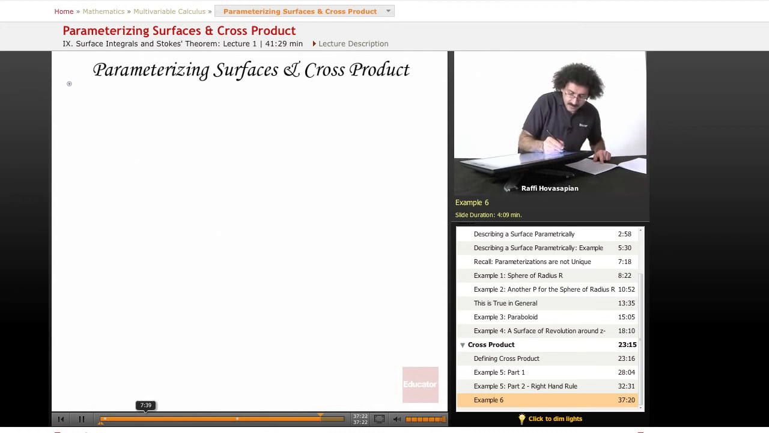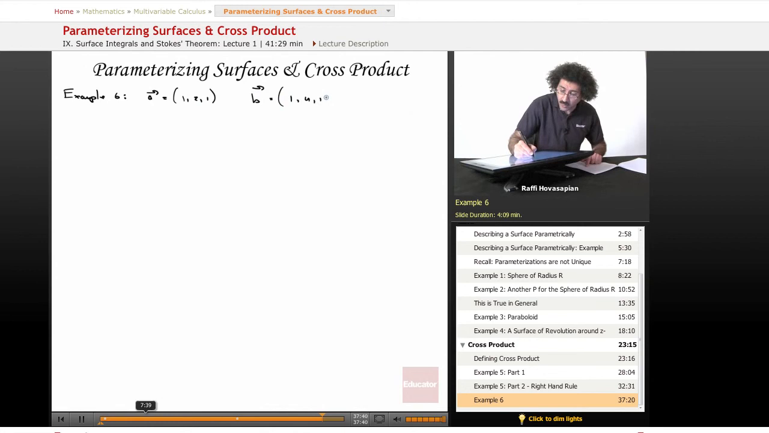Example 6. So let's say we have A is the vector 1, 2, 1, and let's say B is the vector 1, 4, 1.